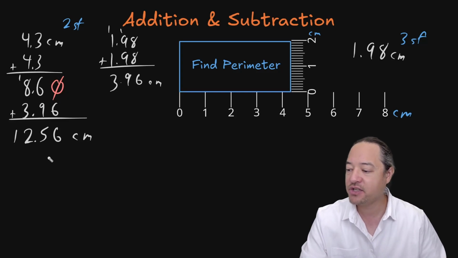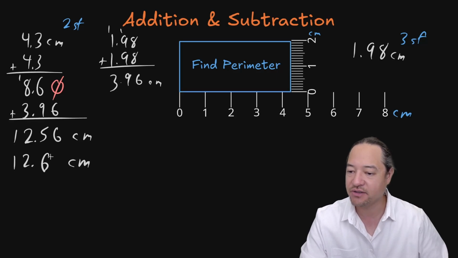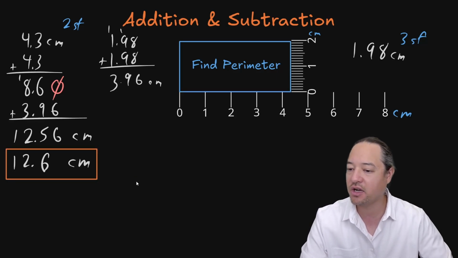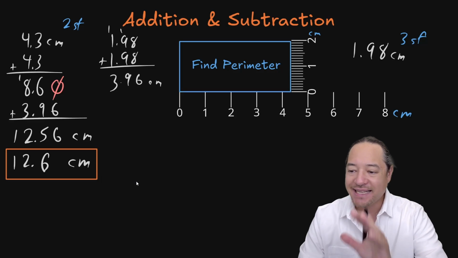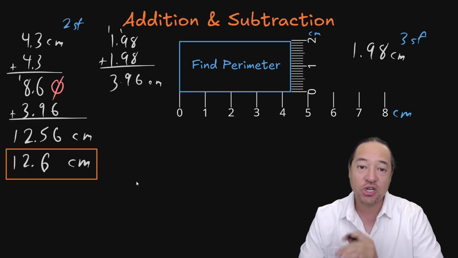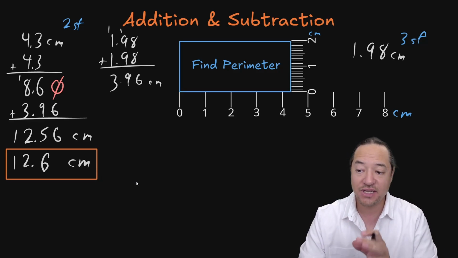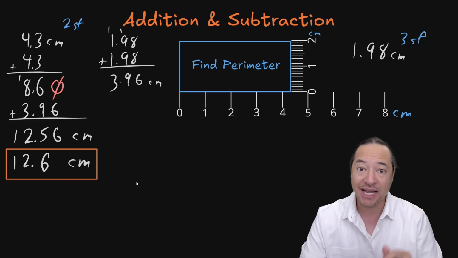And so what I'm going to have to do is round this number. 12.6 centimeters. Okay, so here we go. I've rounded it off. And now I can say with some degree of confidence that this is a good number I can work with. So this number here is what I use for my perimeter.